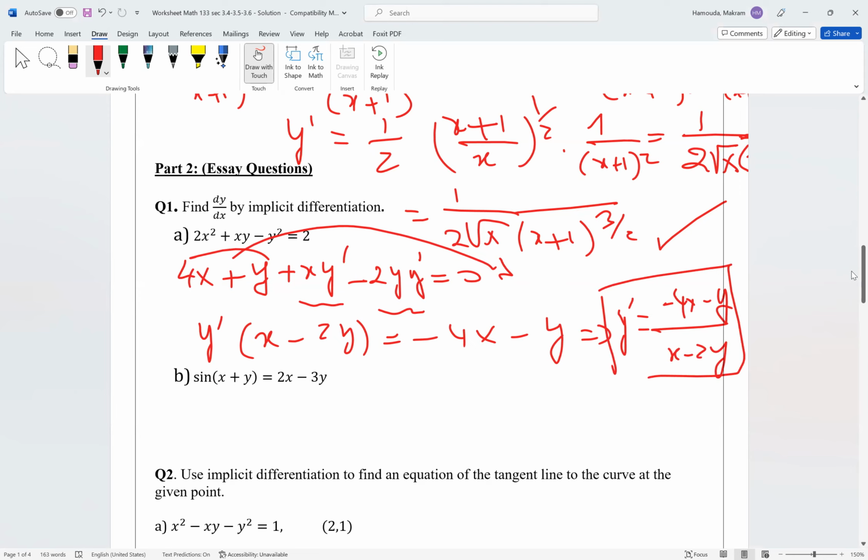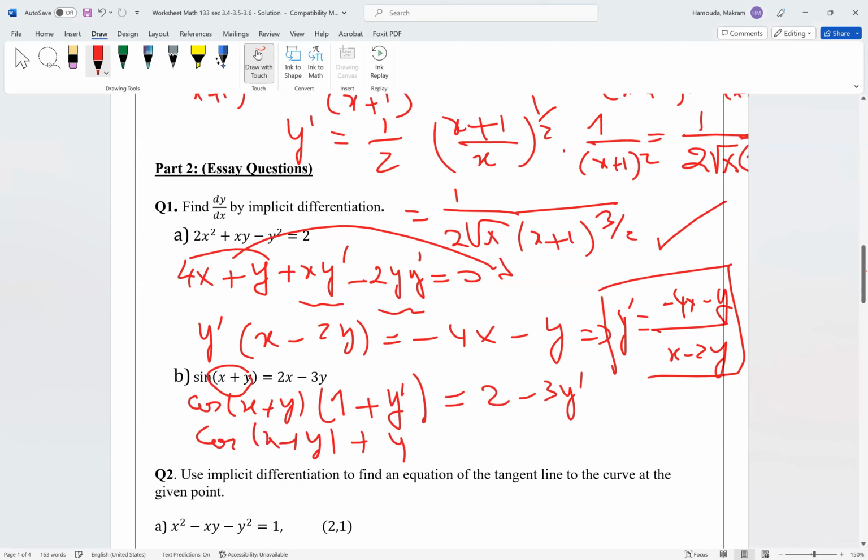Also I will differentiate the b. So it's the chain rule here. It's cosine of x plus y times the derivative of what is inside here. But the derivative of x is 1, plus the derivative of y is y prime, equal to 2 minus 3y prime. Okay, so here we expand this expression: cosine of x plus y, plus y prime cosine of x plus y, equal to 2 minus 3y prime.